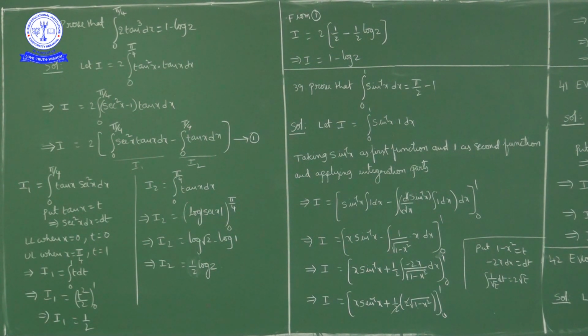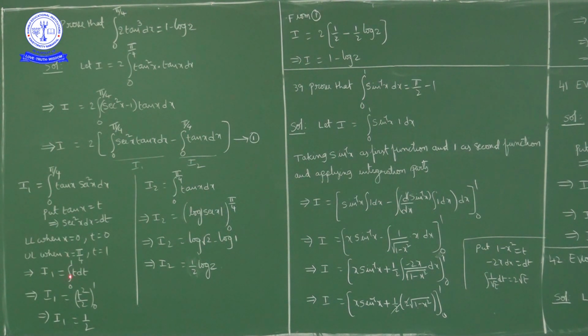I'll calculate I1 and I2 individually. First of all, what is I1? I1 is integral 0 to pi by 4 tan x into secant square x dx. I'll put tan x is equal to t. Secant square x dx is what? dt. Okay, lower limit when x is equal to 0, tan 0 is 0, so t is equal to 0. Upper limit when x equals pi by 4, tan pi by 4 is 1, t equals 1. So I1 reduces to integral 0 to 1, tan x is t, secant square x dx is dt.